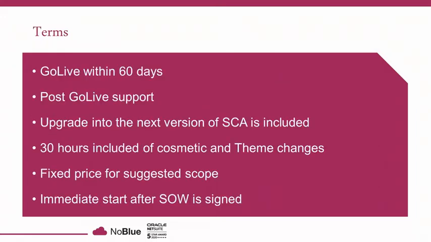So as the main terms, and then we get a bit into the features and functionality that it includes. We can do a go live within 60 days, and that's guaranteed. It already includes a post go live support. An upgrade into the next version of SCA is included. 30 hours of cosmetic and theme changes to adapt the brand look and feel and do some minor tweaks to the theme that we have developed. So that's that bucket of hours as well.